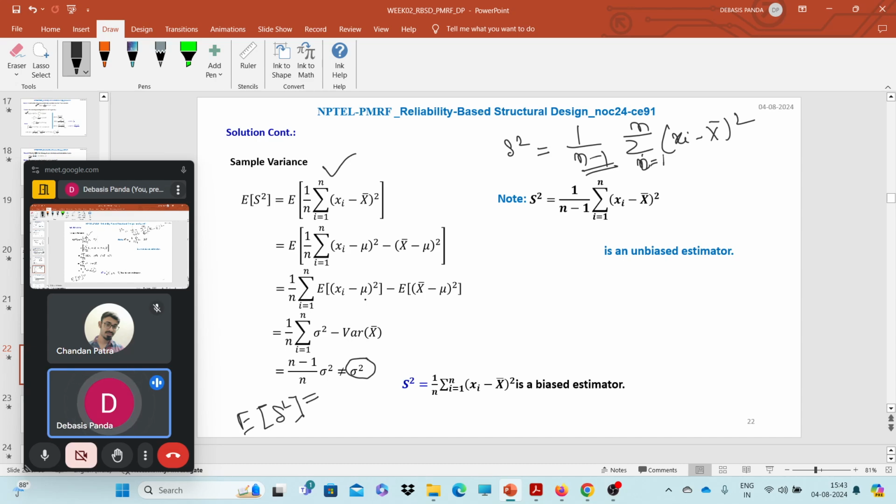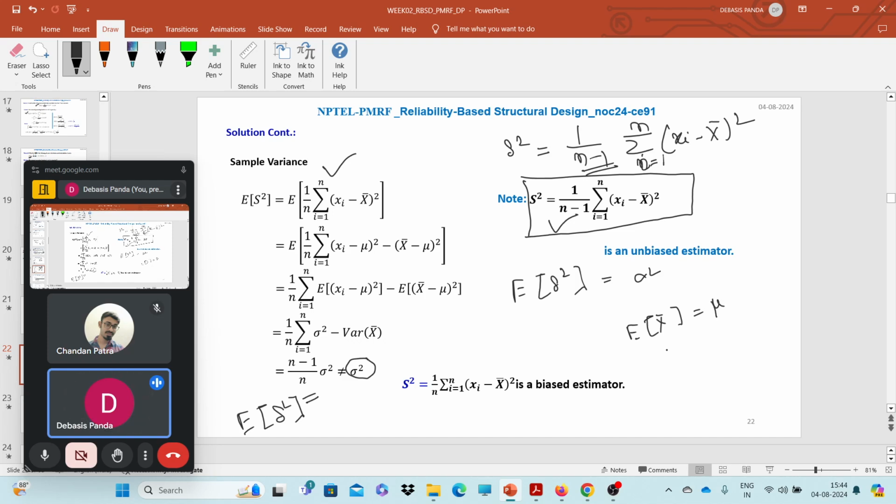So what will be the unbiased estimator of sample variance? This. If you put n minus 1 instead and solve, you will find that E of S square is nothing but sigma square. So this is the unbiased sample variance. And for the sample mean, we already calculated E of X bar, which came up as mu. That means for the sample variance, 1 by n minus 1 summation of (Xi minus the sample mean) square is the unbiased estimator of the variance.